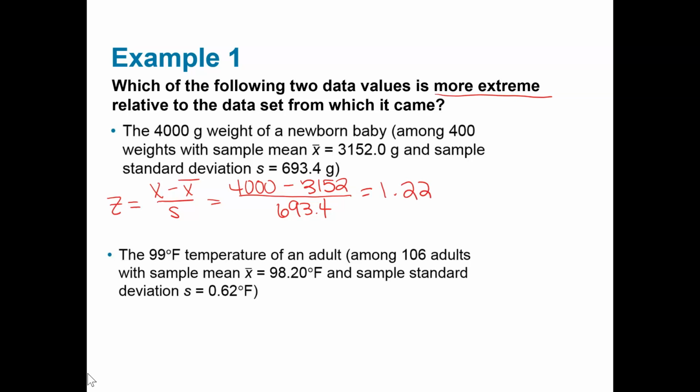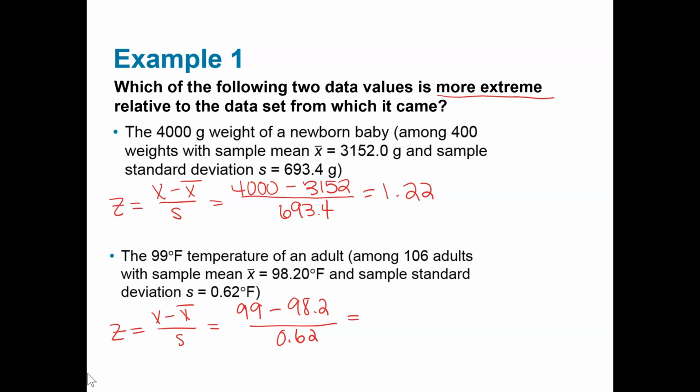Let's look at 99 degrees. So for our z-score, we still follow the same formula. We're looking at 99, but the mean is 98.2, and the standard deviation is 0.62. And when we type that into our calculator, we get 1.29. So which is more extreme? Well, which one is larger or further away from the mean? In this case, larger because they're both positive, but 1.29 is a little bit further away from the mean, 0.07, so this one is going to be more extreme.